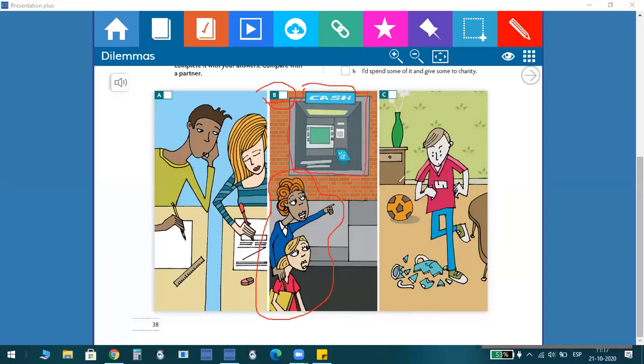With what? Money. There is a money machine with some money or cash in it. So what's the dilemma? To take or not to take the money? To take the money or just continue walking. Good. All right. And what about this one? What about this guy?